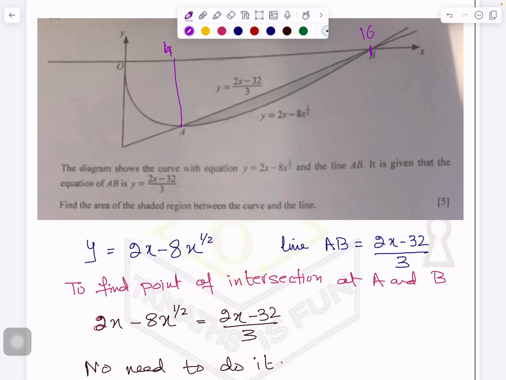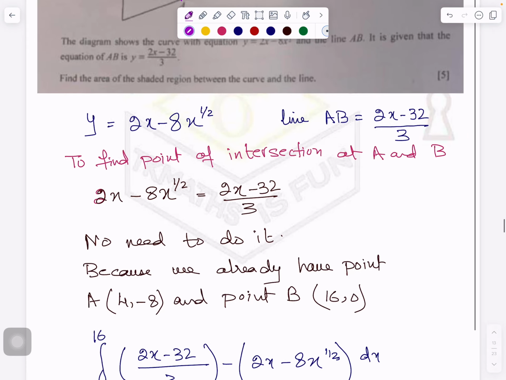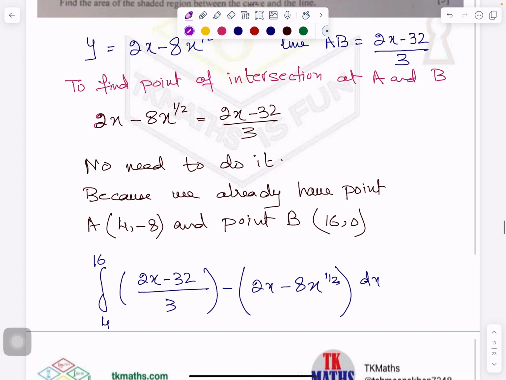Achha, by the way, if somebody by mistake, without realizing that A and B have been found in the first part, will solve them simultaneously and find point A and point B. But try not to do this because you already know the points.